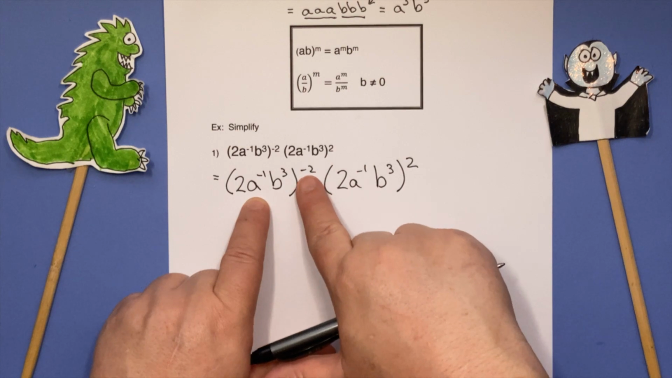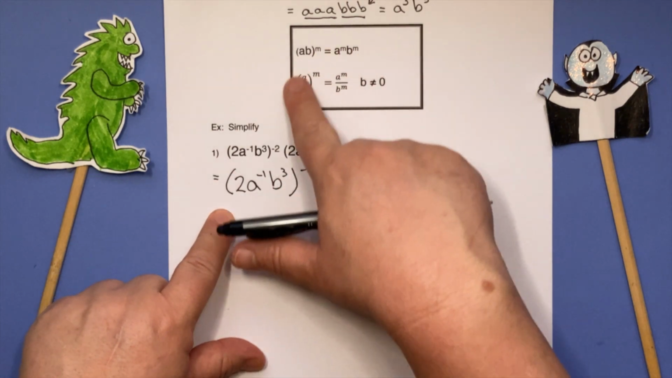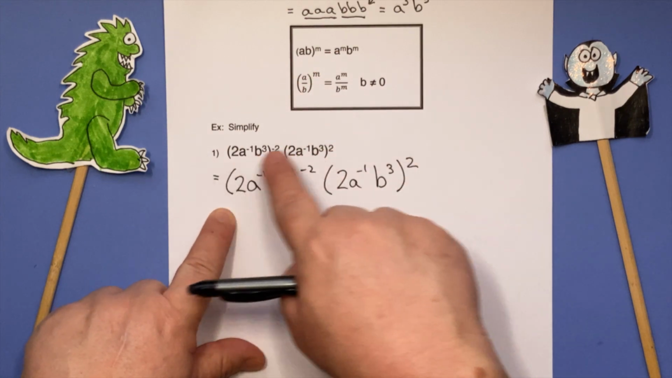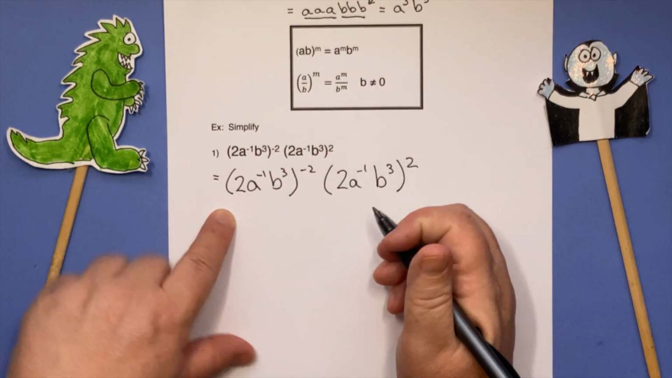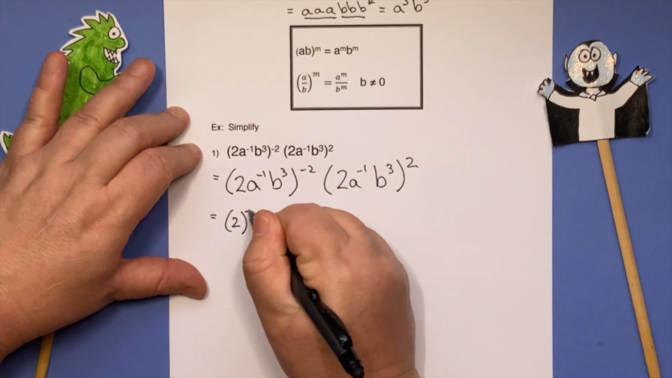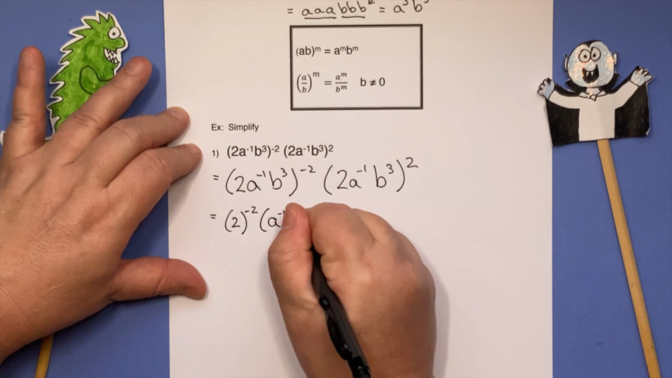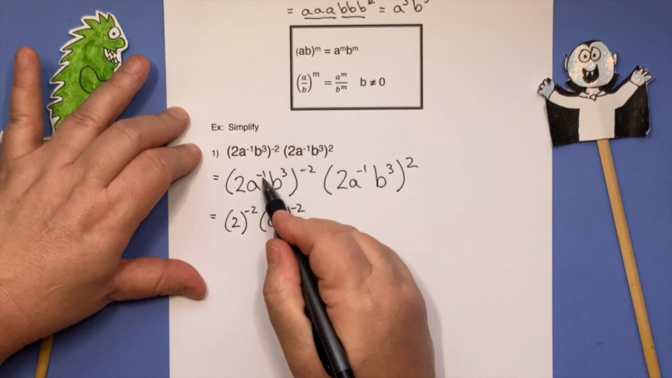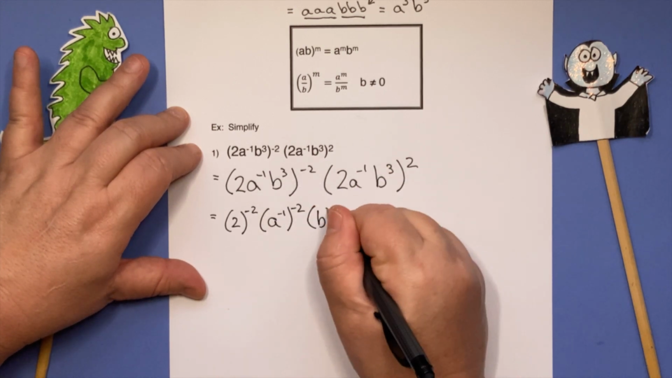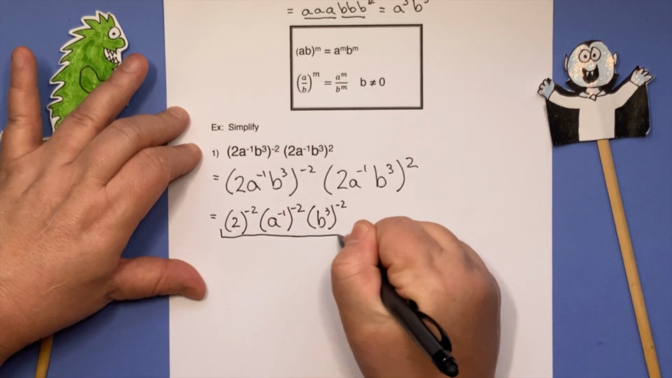For this problem, I see I have exponents on the outside and parentheses, and this is exactly what we were just studying. So I'm probably going to give out these exponents. So this will be 2 to the negative 2. Give out the negative 2. A to the negative 1st to the negative 2. Right, that comes out. And then b cubed to the negative 2. These are the first 3.